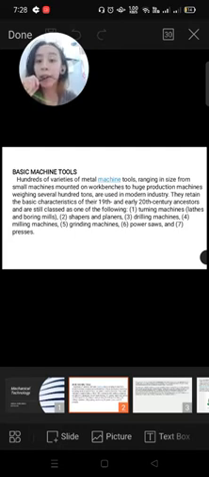Number one is turning machines, lathes or boring mills. Number two is shapers and planers. Number three is drilling machines. Number four is milling machines. Five is grinding machines. Six is power saws. And lastly, number seven is the presses.